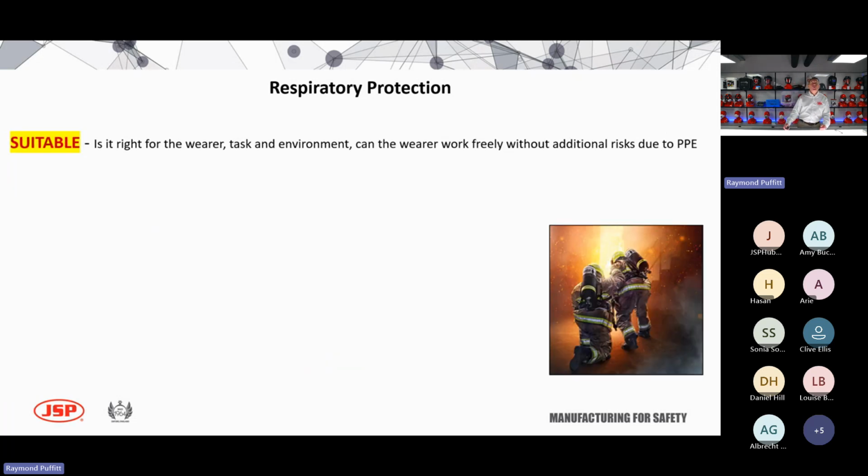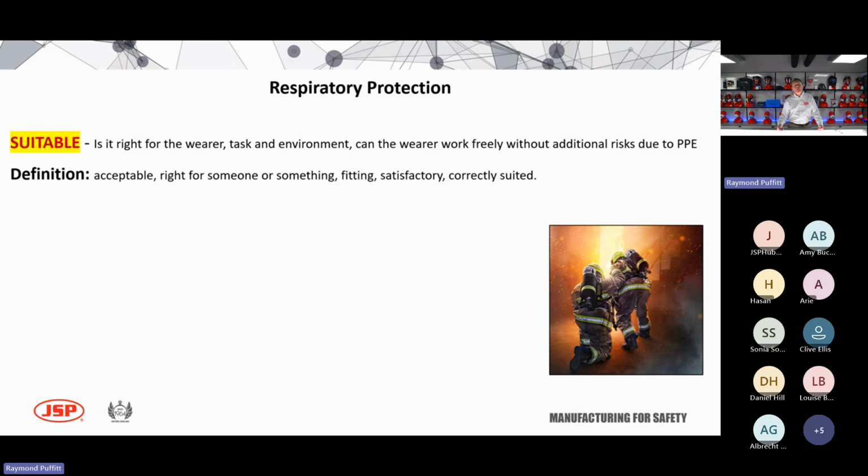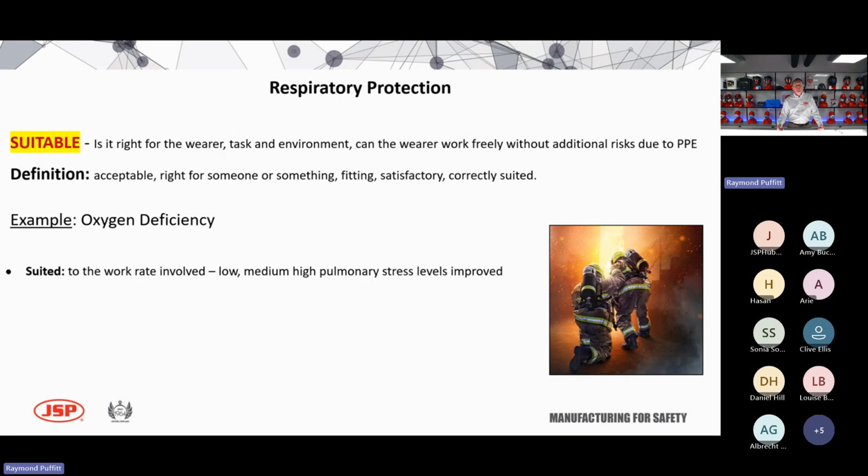When it comes to suitable, it's right for them, the wearer, the task, and can they work freely. The suitable part, you'll define as: is the product acceptable? Is it right? Is it fitting? In this oxygen deficient environment, it's suited to the work rate that they're involved in, because their pulmonary stress level may be very, very high indeed, or it may be low. I would imagine it's quite high in scenarios such as the one in front of you.